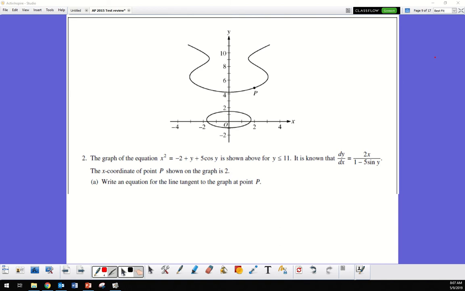So in your calculator, I want you guys to go ahead, and it says write an equation for a tangent line, graph of point P. So first, I would like for you guys to graph this function right here as a relation. The x squared equals, but then you can't have it as x squared equals. You need to have this to be a relation. It's going to be x equals the square root. And for y, it's going to be less than 11. So that has to do with my window.